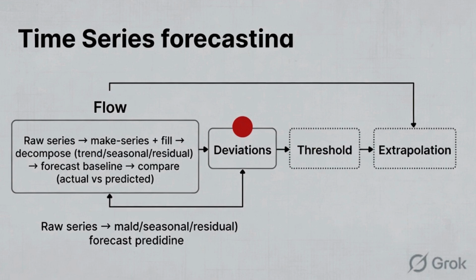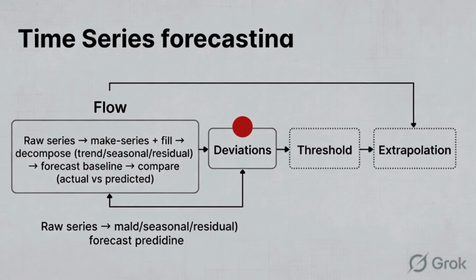Next, decompose. Break it down into trend, long-term direction, seasonal, repeating cycles, and residual, noise plus anomalies. Then, forecast baseline. Extend the trend and seasonal components forward to predict what normal should look like, with confidence bounds.